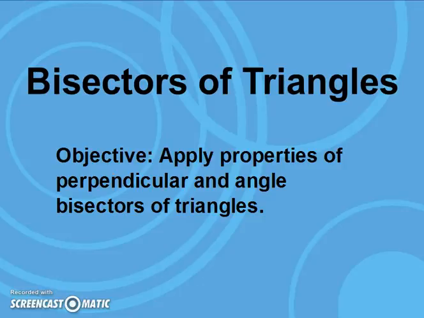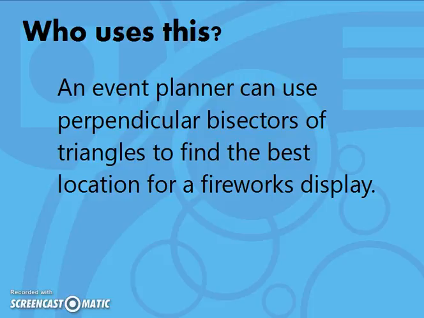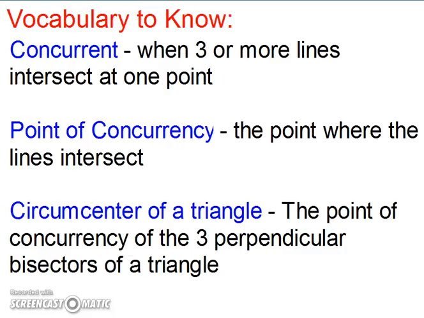Bisectors of Triangles. Our objective is to apply properties of perpendicular and angle bisectors of triangles. Who uses this? An event planner can use perpendicular bisectors of triangles to find the best location for a fireworks display. Let's look at some vocabulary first.